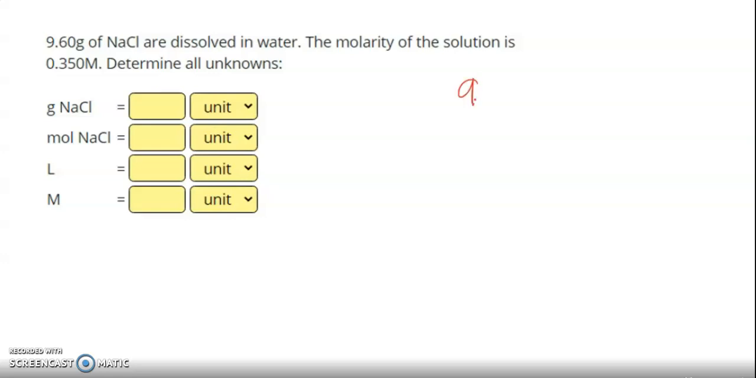Determine all unknowns. So we have 9.60 grams NaCl. That's more realistic about what you would measure in a lab because a balance is measuring grams. We also know that 0.35 is the molarity. And there are two things we still don't know. We do know the mass. We know molarity, that one's capital M, but we don't know liters, and we don't know moles yet.